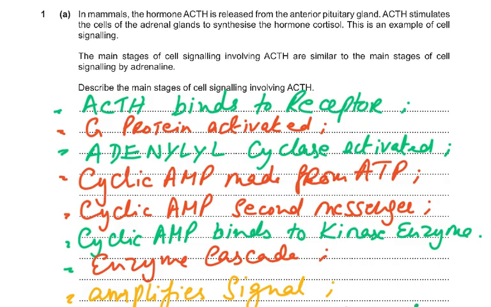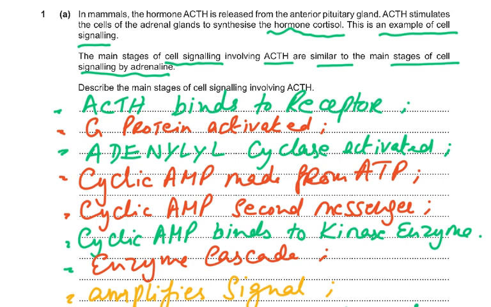So I'm just going to do the ones which are more difficult. Now let's go through question 1. In mammals, the hormone ACTH is released from the anterior pituitary gland, and stimulates the cells of the adrenal glands to synthesize the hormone cortisol. When you're reading this question, you've got to understand what they're asking. Cortisol is not in the syllabus; what is in your syllabus is adrenaline and glucagon. They're going to ask you a question related to that. So this is an example of cell signaling. The main stages of cell signaling involving ACTH are similar to the main stages of cell signaling by adrenaline. Adrenaline is in your syllabus.